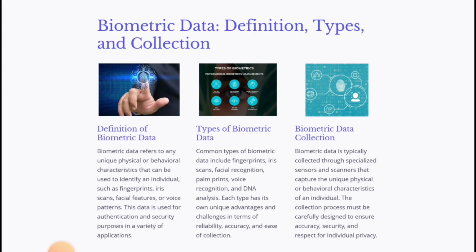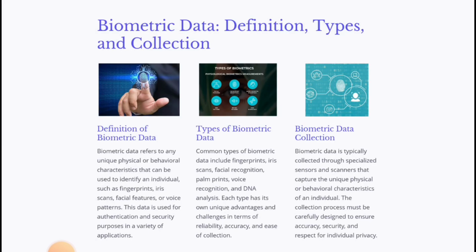Now moving forward to what biometric data is, its types and collection. First, we will deal with the definition of biometric data. Biometric data is what? It refers to any unique physical or behavioral characteristic that is used to identify an individual, such as their fingerprint, iris scan, facial features or voice pattern, etc.